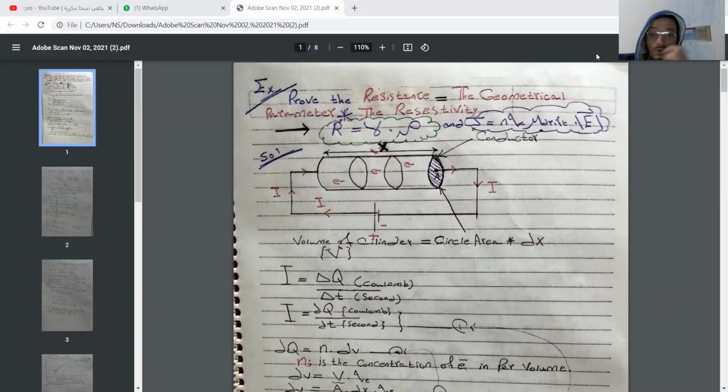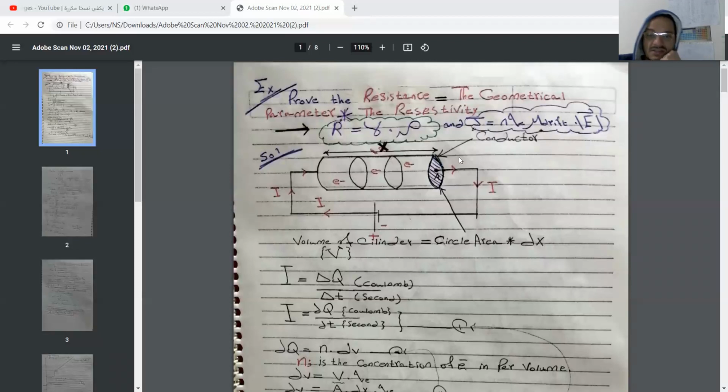Bismillahirrahmanirrahim. Good afternoon, everyone. Today we will try to work on this question to prove that the resistance equals the geometric parameter dot the resistivity. Sorry. And proof number one will be: the current density equals the concentration of electrons dot electron charge dot the drift mobility of electrons dot the electric field.